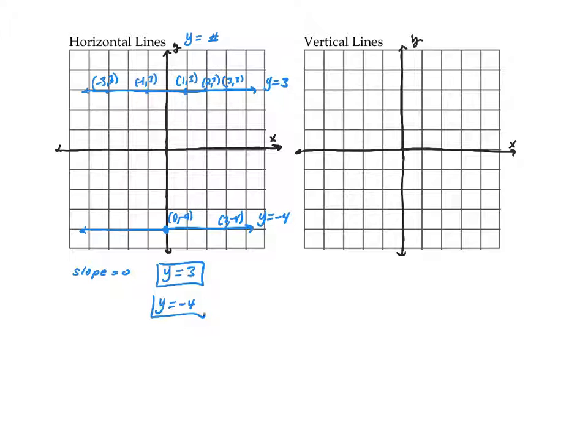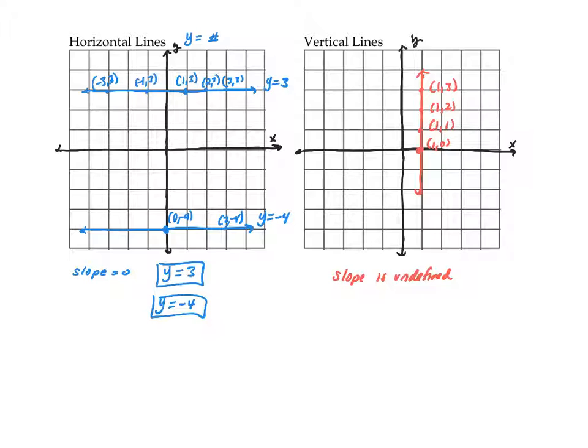Okay. For vertical lines, something different is happening. Now we have a slope that's undefined. So we would really be stuck if we wanted to use slope-intercept form for this equation. We can't actually. In this case, you want to take a look at the x value of each point on this line. So for this first red line that I drew, this point is 1, 0. This point is 1, 1. This point is 1, 2. This point is 1, 3.